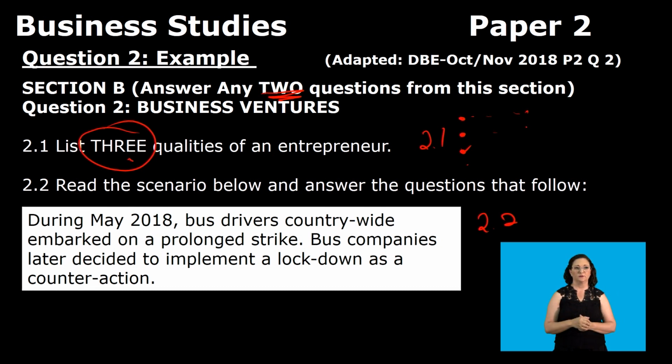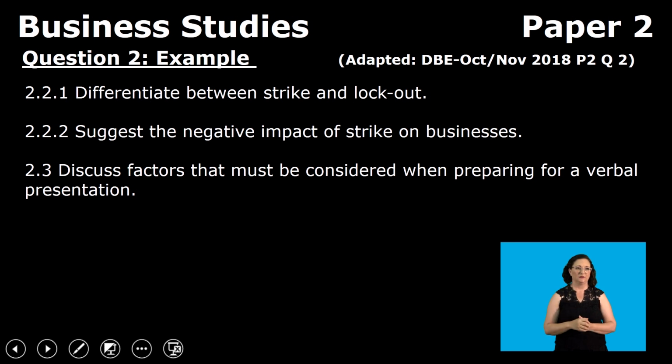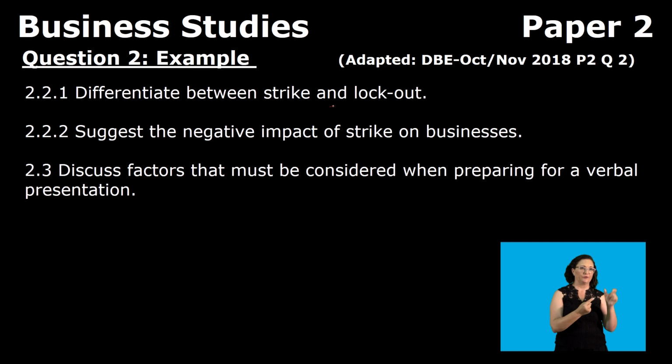So you read the entire scenario. During May 2018, bus drivers countrywide embarked on a prolonged strike. Bus companies later decided to implement a lockout as a counteraction. Right, and then there should be a question here which says differentiate between strike and lockout. So you can even do your table here, and you write strike here, and you write lockout here.